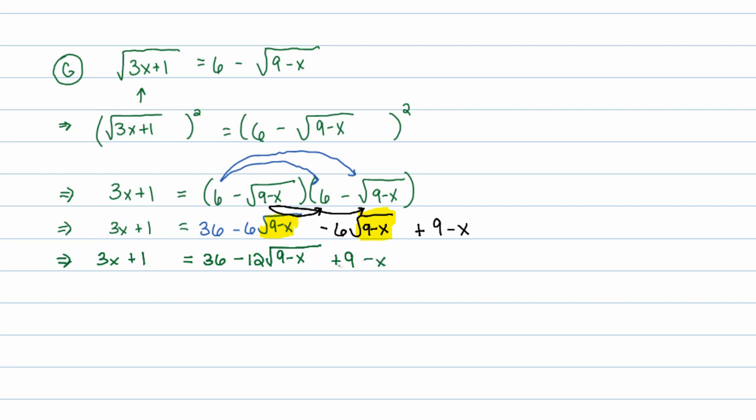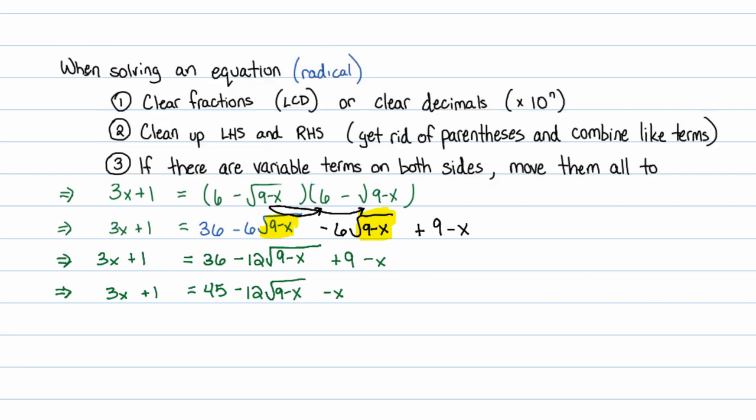Well, I haven't combined all like terms actually. Let me go ahead and add the 36 and the 9 here. This will be 3x plus 1 is equal to 45 minus 12 root 9 minus x minus x. And I see I have a radical equation still, because I have a radical with a variable inside of it. So I'm going to isolate that radical, just like we've said way back when.